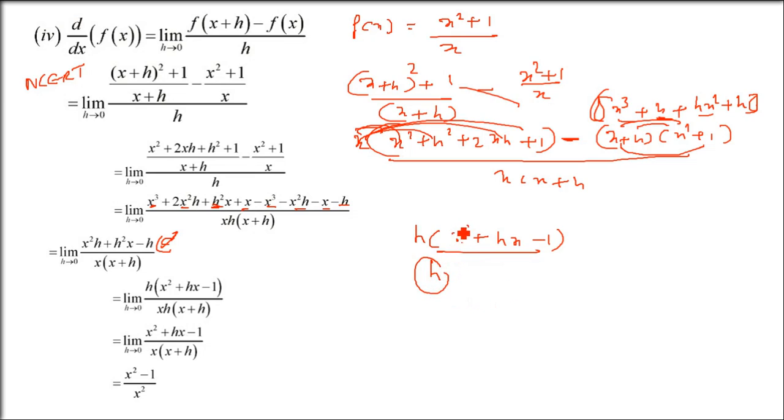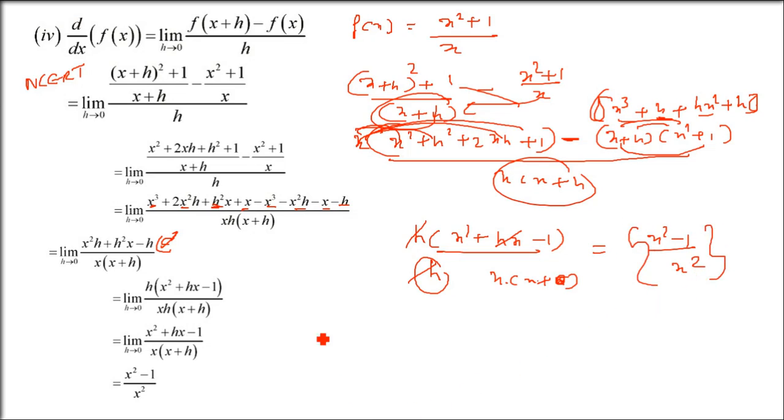Okay, h gets cancelled now. We have taken h already common from the numerator. So we have in the denominator x and x plus h. Now this h goes to 0, so only x square minus 1 will remain, and in the denominator you have x and x square will remain. This is the final result.